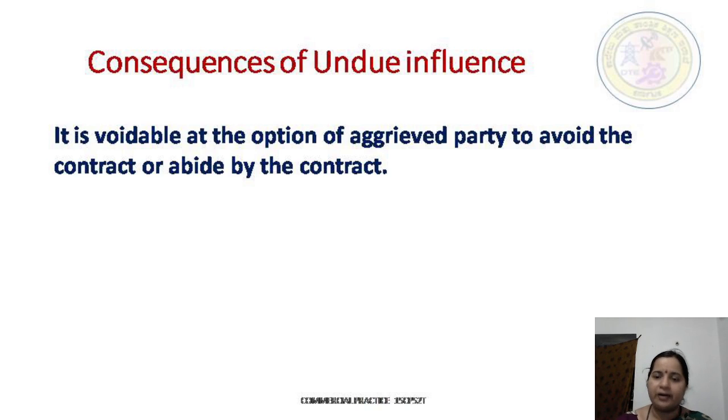He can avoid the contract. That means he can refuse to perform the obligation. He can refuse to perform his part of the obligation. He may not perform the contract. Otherwise, he can abide by the contract and carry on with it. So this is voidable. Like coercion, in case of undue influence also, the aggrieved party can avoid the contract or abide by the contract.